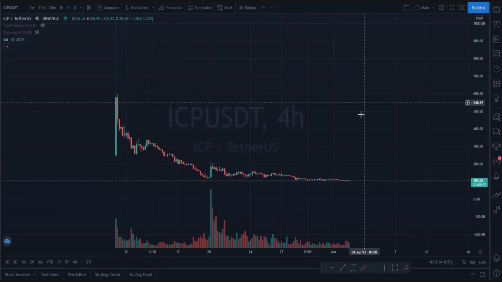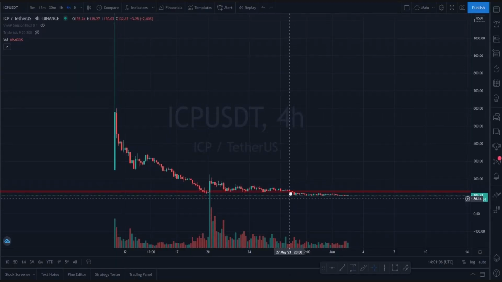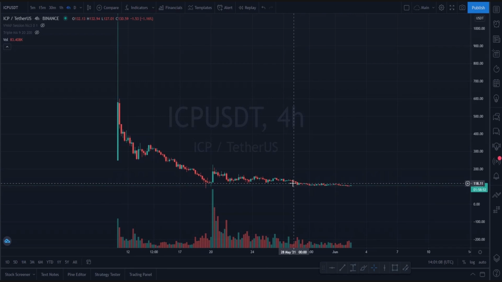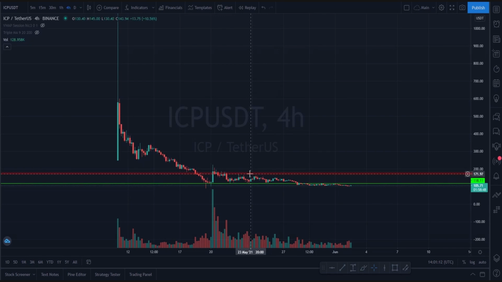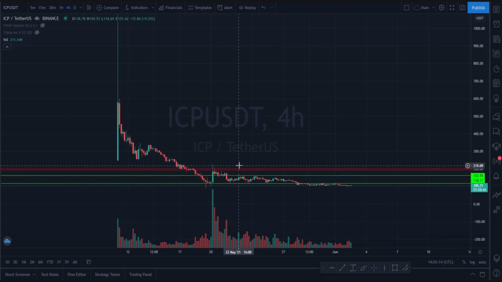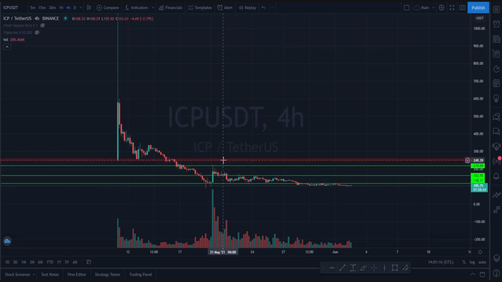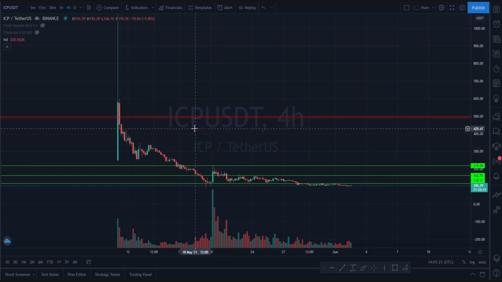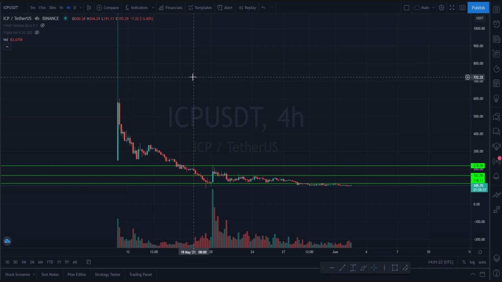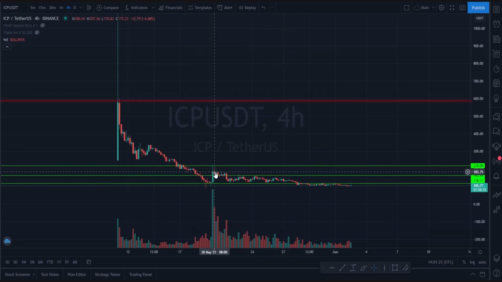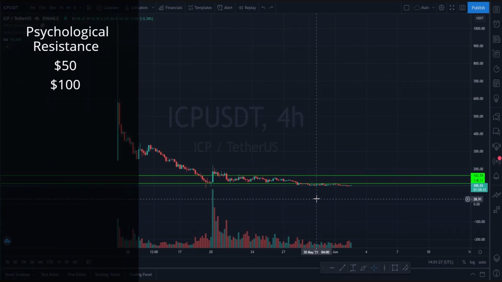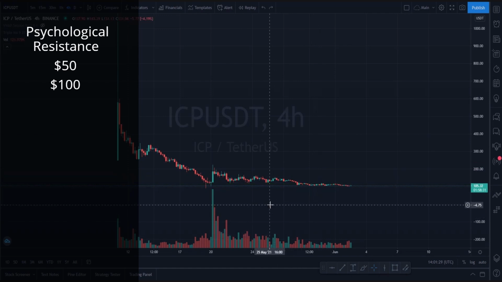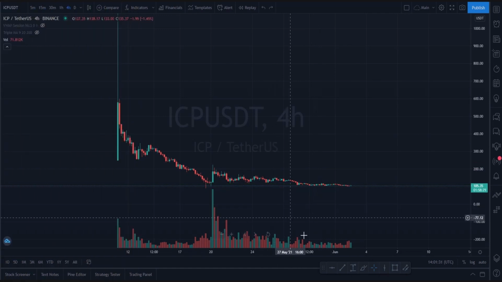As for resistance levels, we got $120, which could easily be broken. Some other areas of resistance are $170, $200, $250, $350, $420, $500, and the $600. The psychological resistance levels with three-figure coins are the $50 and $100, but as you can see as before, the price may pull back before.